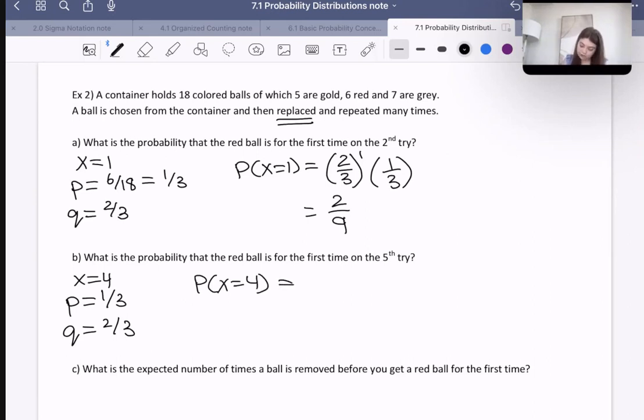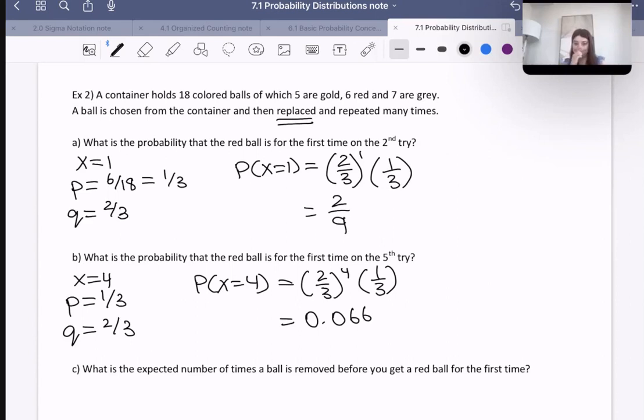4 failures first would be (2/3)^4 times 1/3, because then on the fifth try we get our first success. Well, that's going to be 0.066, right? Because in this case we had more specific requirements, and so that led to a less likely probability for that to happen exactly that way. Good.